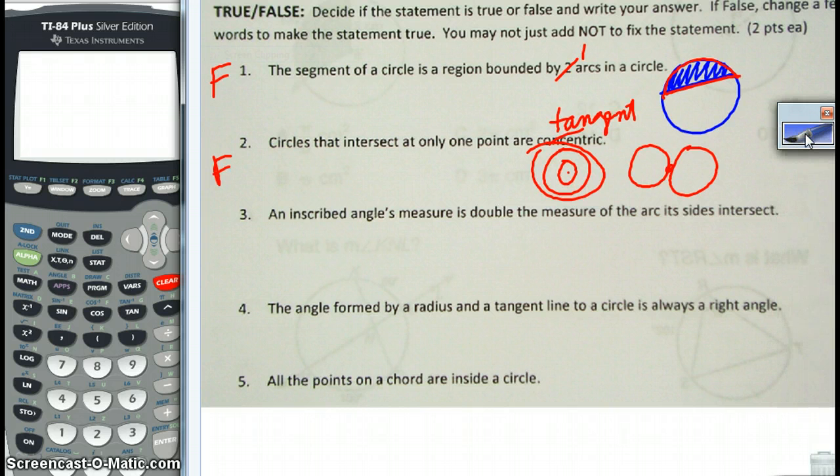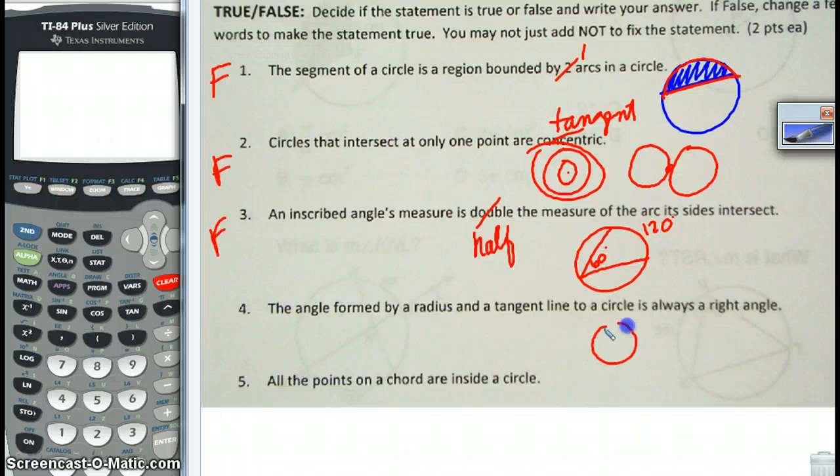An inscribed angle's measure is double. We know that's not true. It's half. Okay, so let's take a look at this. Here's an angle, an arc. Here's an angle. So this arc is 120 degrees. The inscribed angle is half. The angle formed by the radius and a tangent, here's a radius and a tangent at that point, is always a right angle. Indeed, that's true.